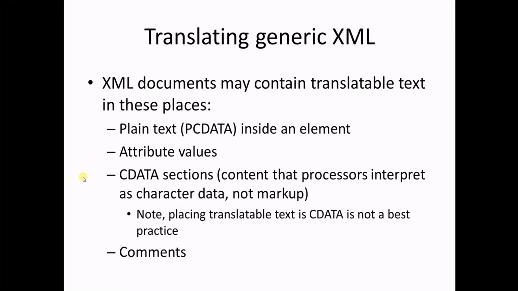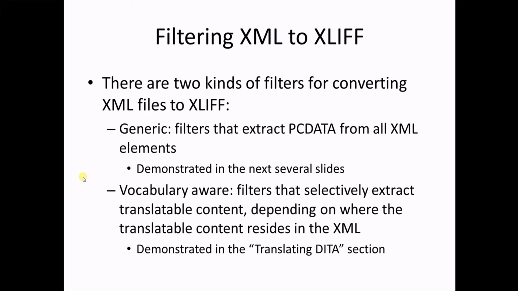The XML documents may contain translatable text in a lot of different places. The most obvious place is in PCDATA, plain text, inside an element. But it could also be in attribute values, in CDATA sections, content that processors interpret as character data, not markup. Note that translating translatable text in CDATA is not a best practice, and it can also be in comments. So filtering XML to XLIFF works like this.